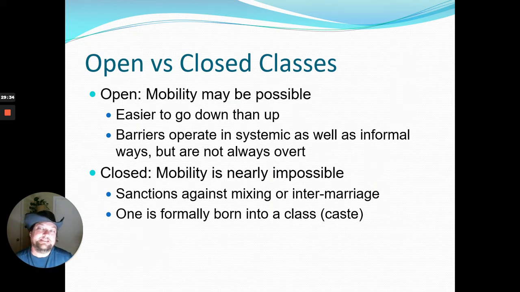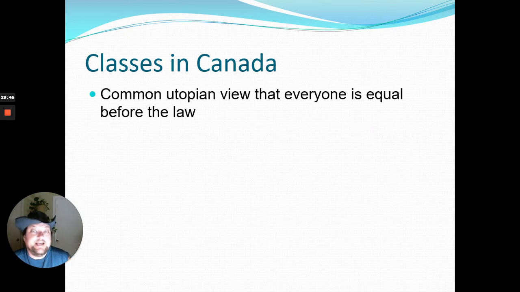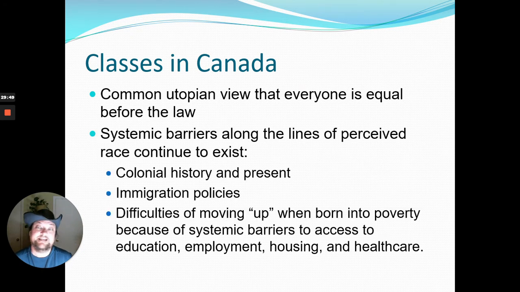Okay, so that's what happens often in an open class system, or a supposed open class system. We get into it a bit more in that section from the textbook that deals with classes in Canada. Again, I already mentioned this utopian view, everybody's equal, right? But there are these systemic barriers I mentioned, often along the lines of perceived race, for example, and they continue to exist. So the colonial history and present, and I say present because colonialism hasn't ended.